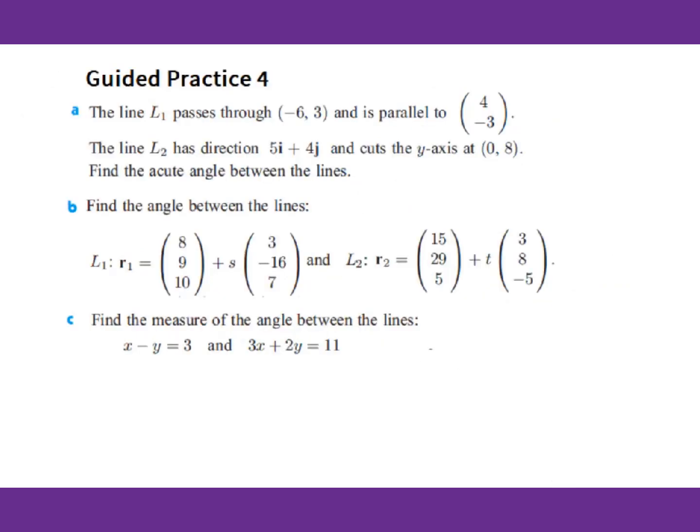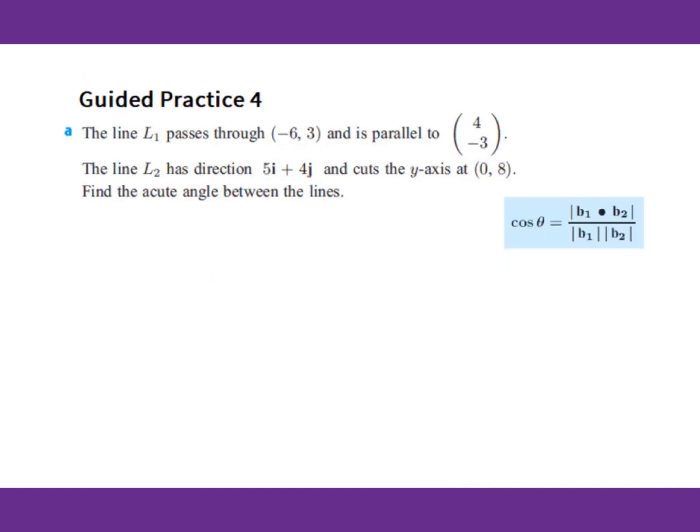Let's go to guided practice 4. The line L1 passes through this point and is parallel to this vector. The line L2 has direction (5, 4) and cuts the y-axis at (0, 8). Find the acute angle between the lines.